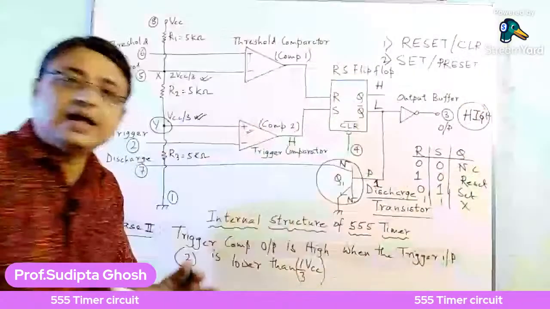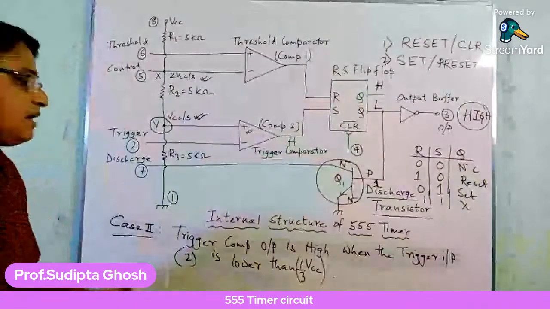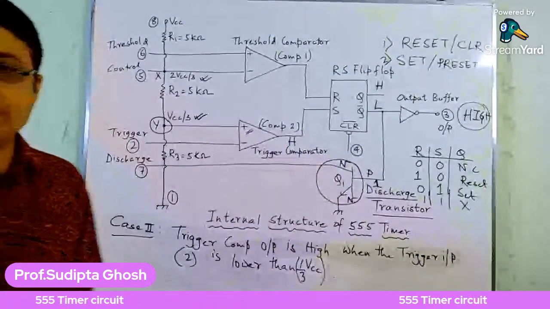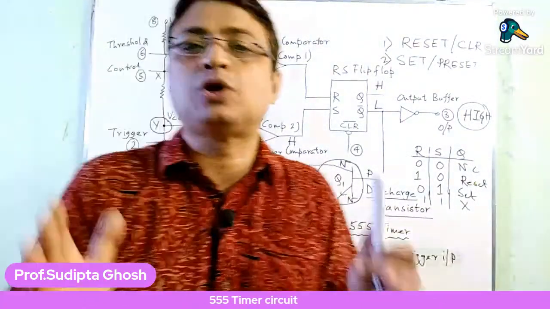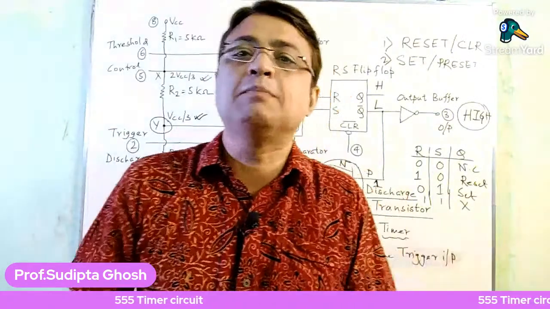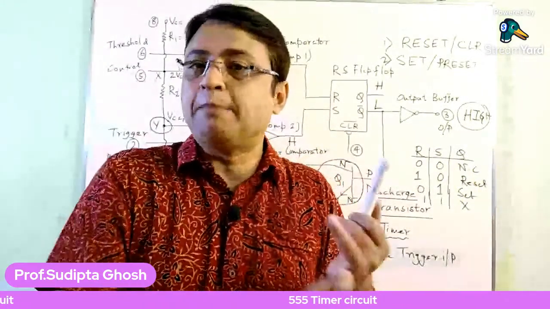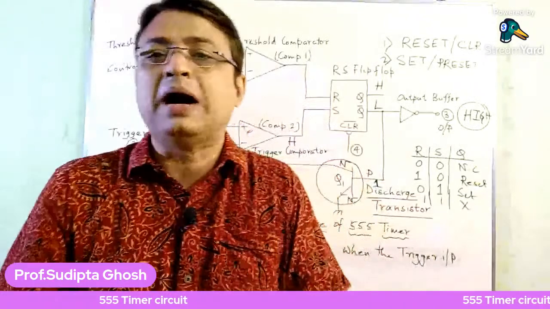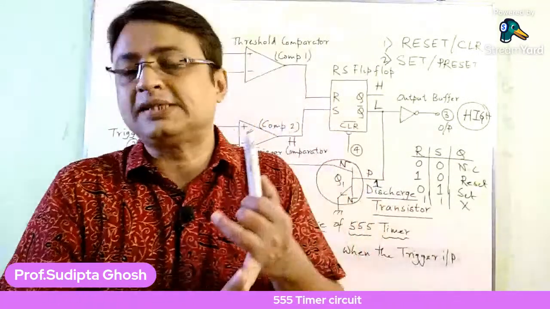So now, in a nutshell, in one line, we can explain that whenever the trigger comparator goes high, the output of the 555 timer is high. So two cases are studied here. I am just reminding you, because you may confuse. So two cases of interest here.